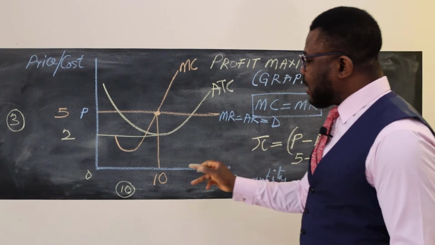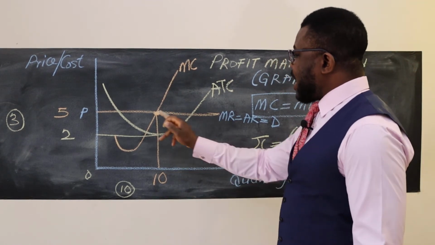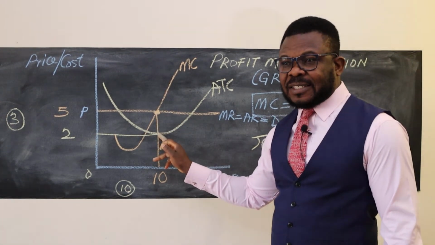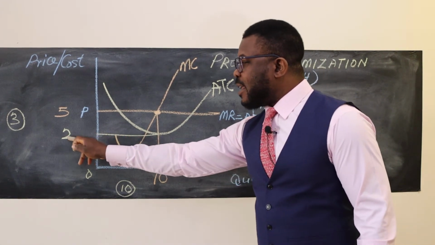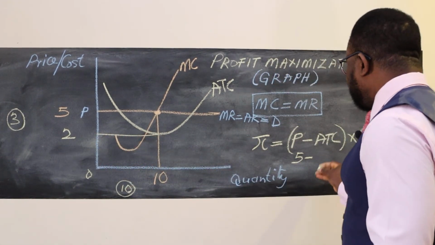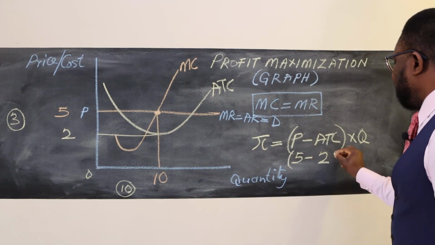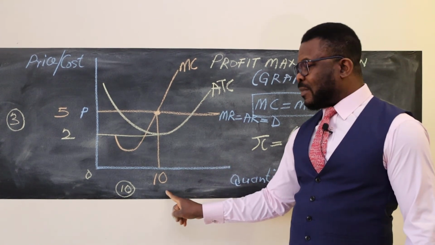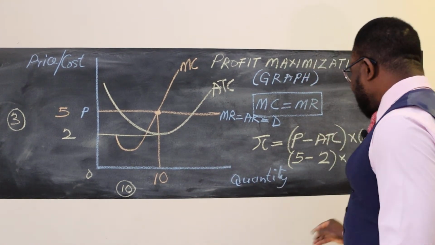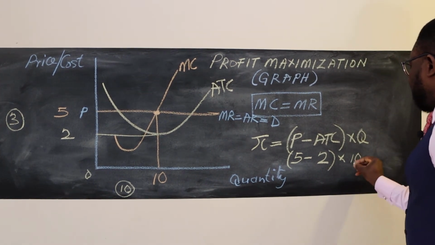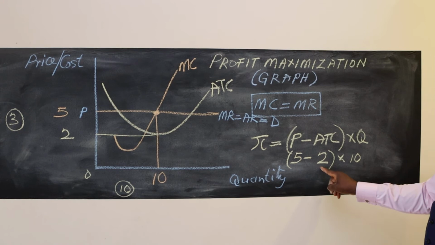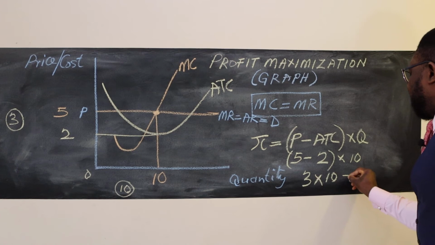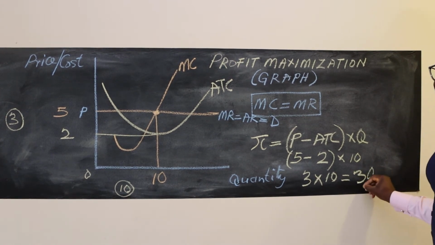Where is the ATC? Whenever you have your MC equals MR, you go all the way down to touch the ATC, and your ATC here is on the graph. So minus 2, times, where is your quantity? Quantity is right here. This is your quantity, 10. So times 10, we can work it out. 5 minus 2 is 3 times your quantity. This gives you 30. This is your profit.